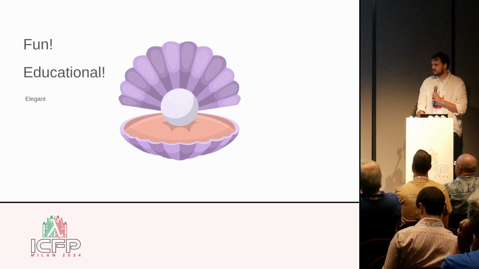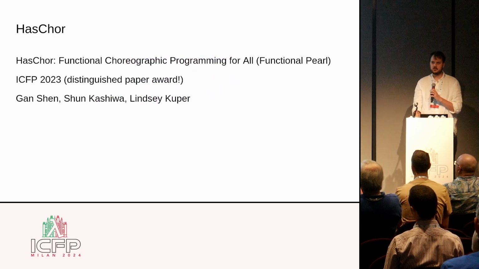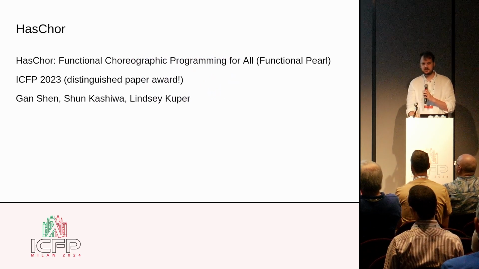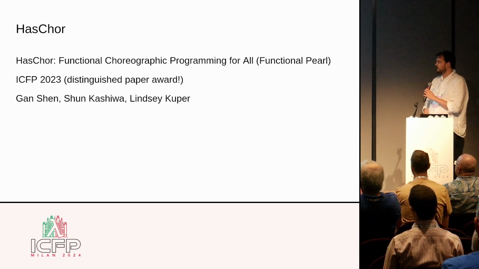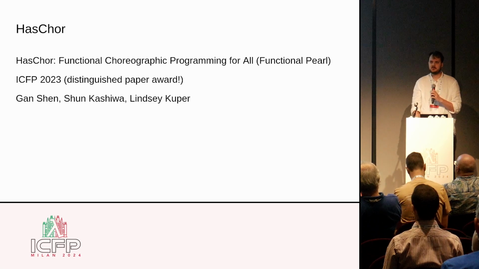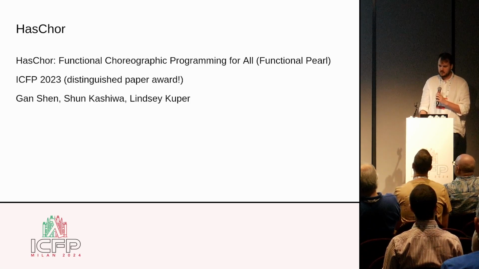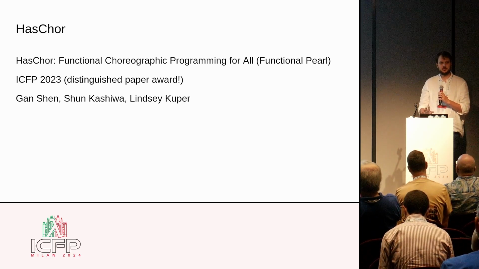So the case study that I'll use throughout this talk is HasChor. This was presented last year at ICFP. It's a Pearl. HasChor is a framework for writing choreographic programs. So you write a single compilation unit where you describe the actions of multiple endpoints in a distributed setting. So you write code for many different endpoints. And for HasChor, I haven't changed the API at all, just the implementation.